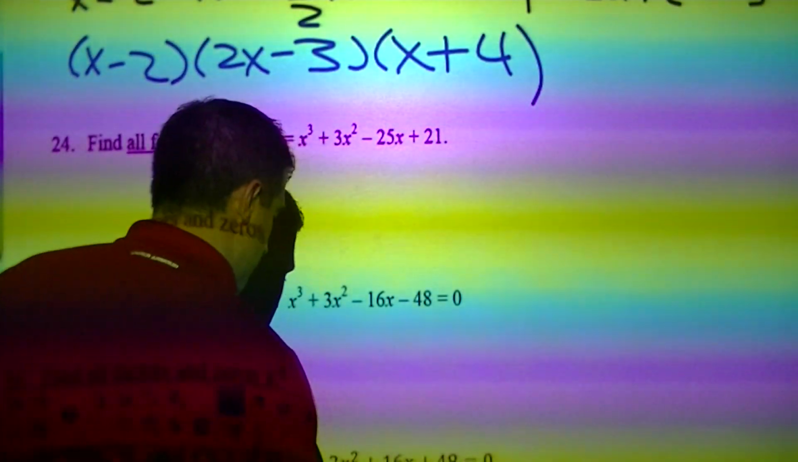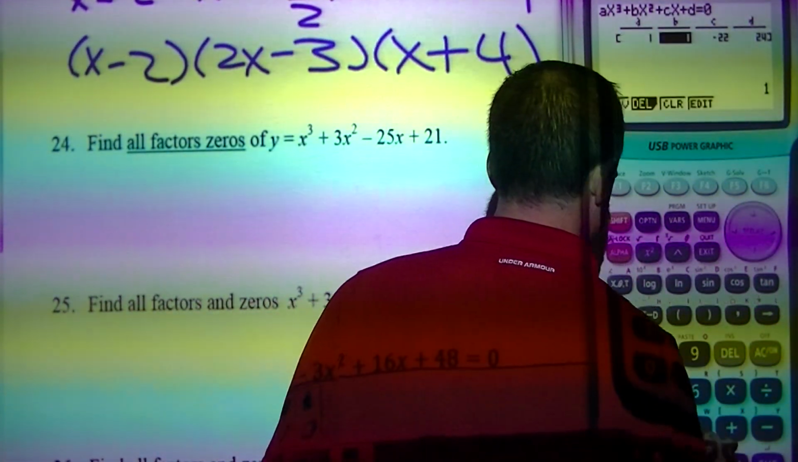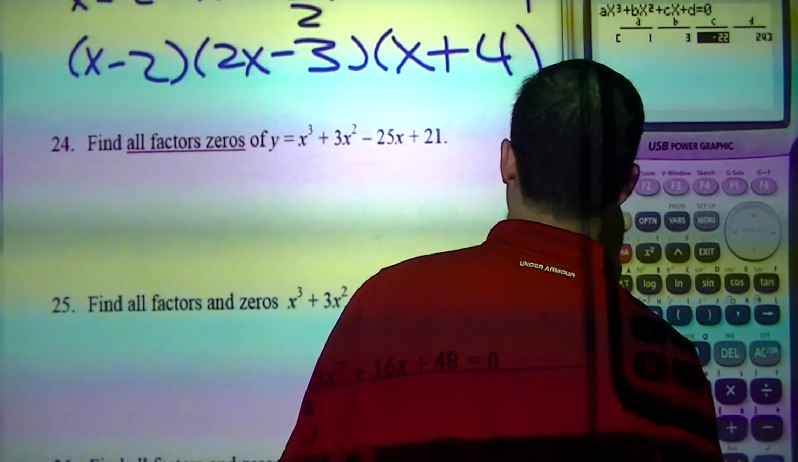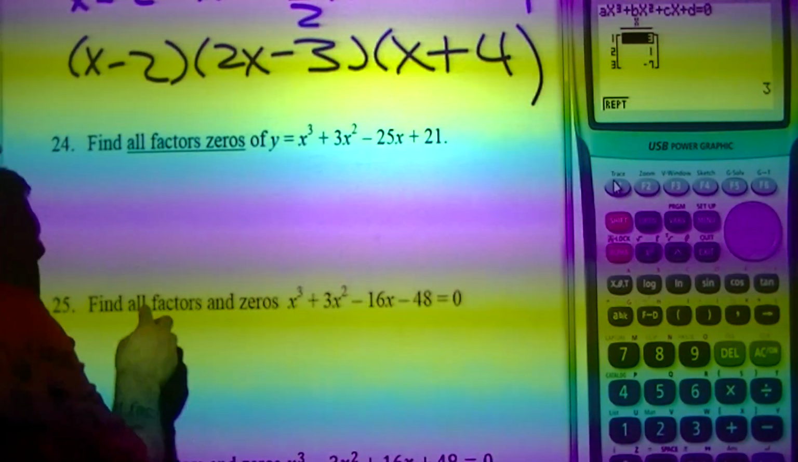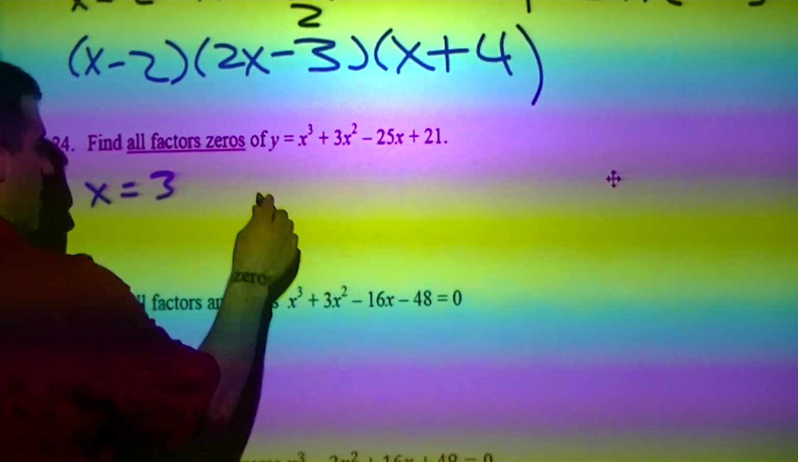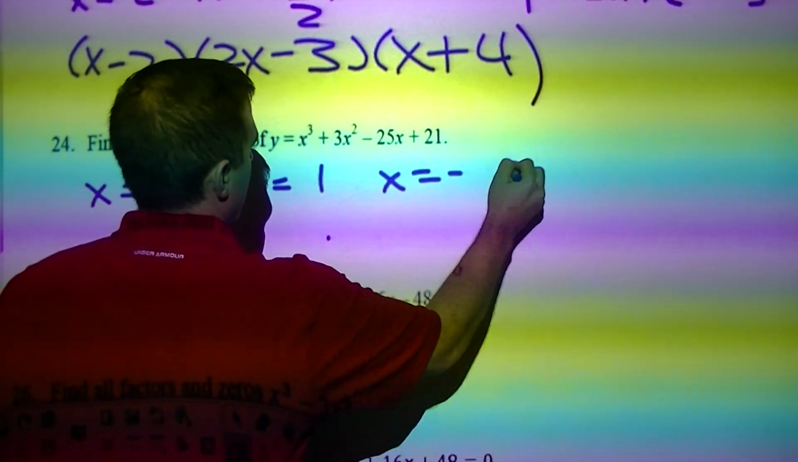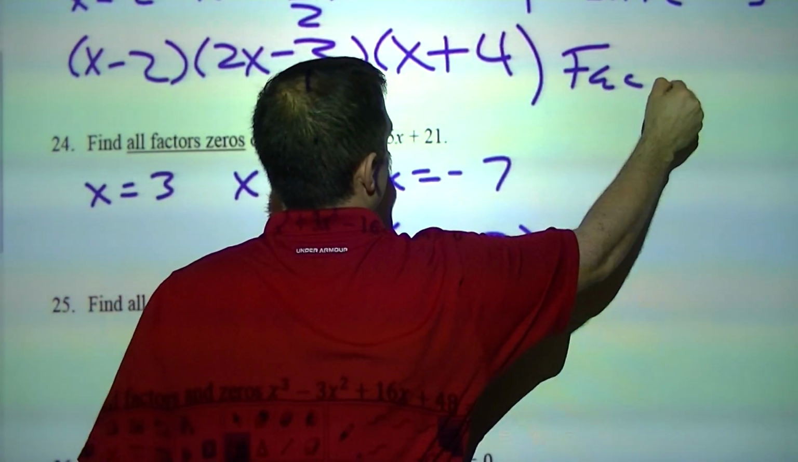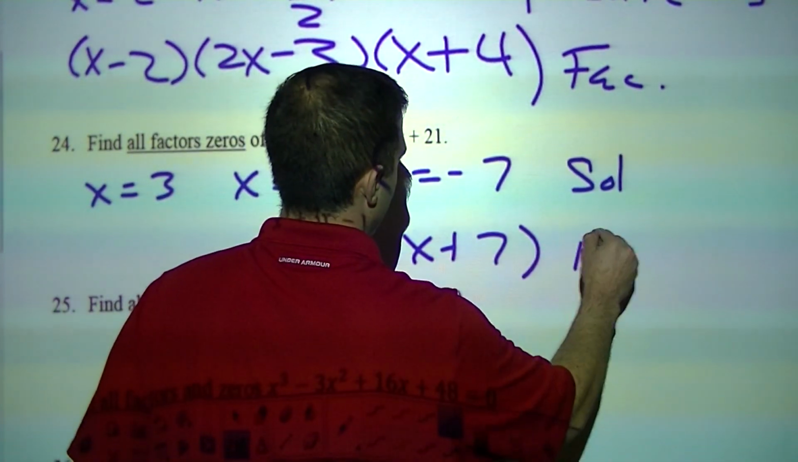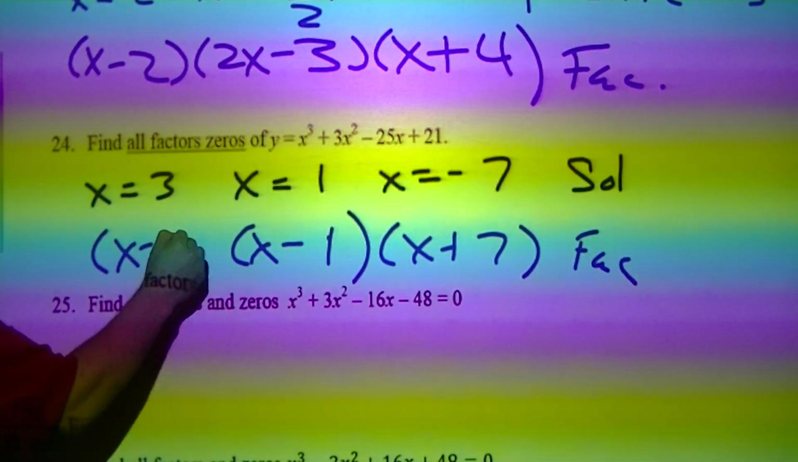Moving on to this next one, and a lot of this is the same stuff, I know. 1, 3, negative 25, 21. Alright, those are my solutions. X equals 3, x equals 1, x equals negative 7. So my factors are here. Solutions, factors. That's going to be x minus 1, x minus 3.